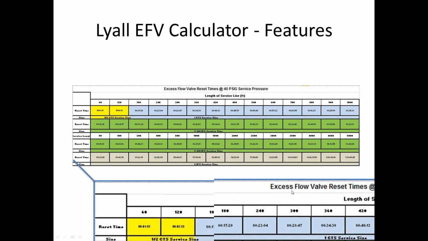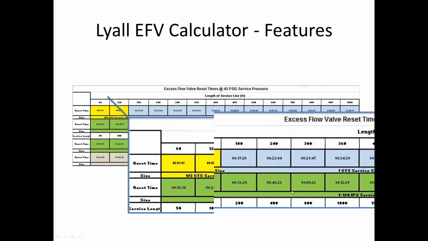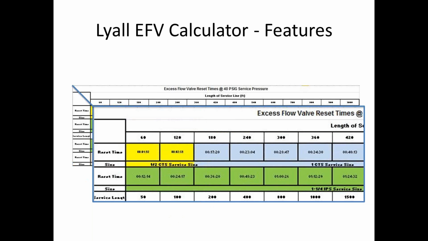Here we have a table for reset times specifically, and this is at 40 psi pressure, much like what we were just looking at. And if we looked at that 240 feet of the one CTS service, you can see on the table you've got half CTS service, one CTS service, inch and a quarter. The table also has 2 IPS. But in that range of the 240 foot service line length, 23 minutes and 4 seconds. That looks familiar because that's what was on the calculator.